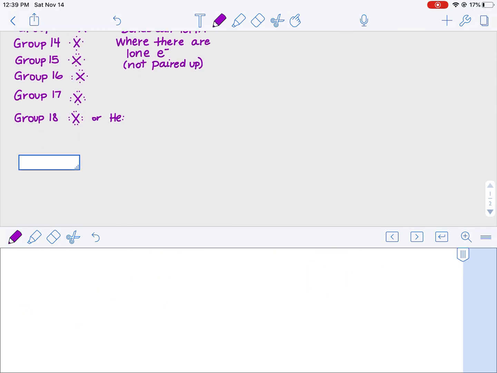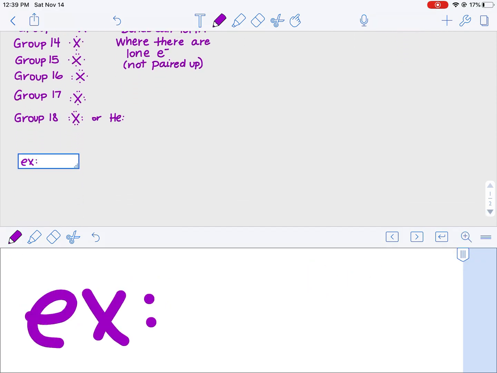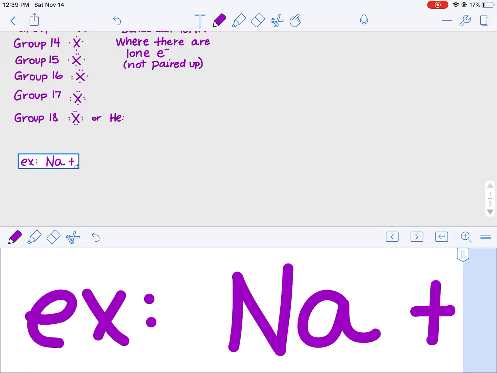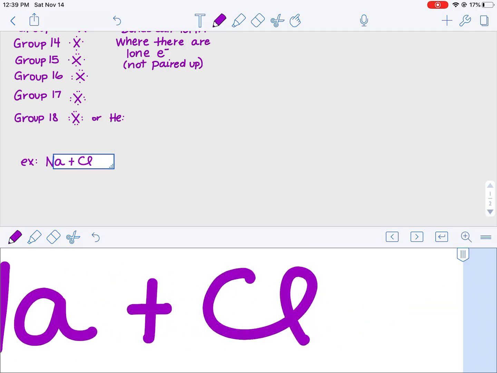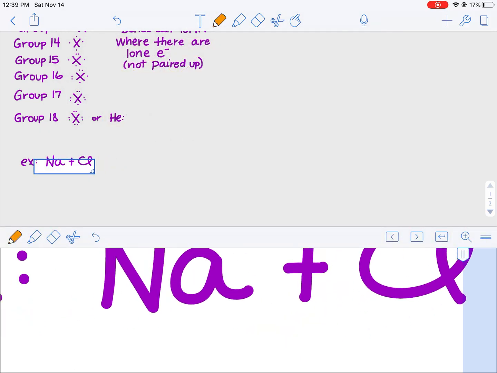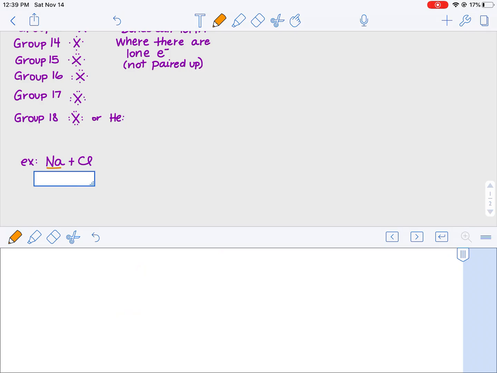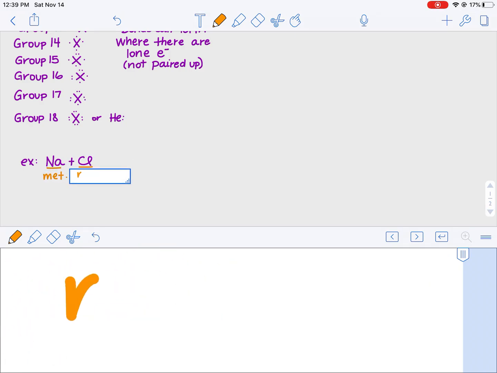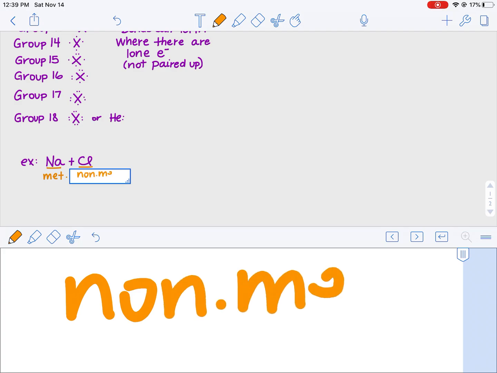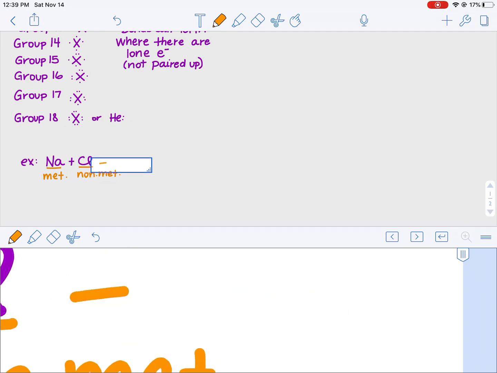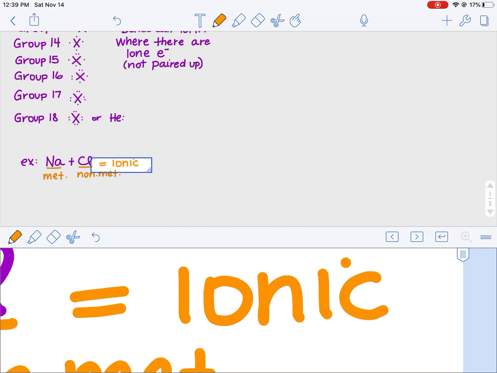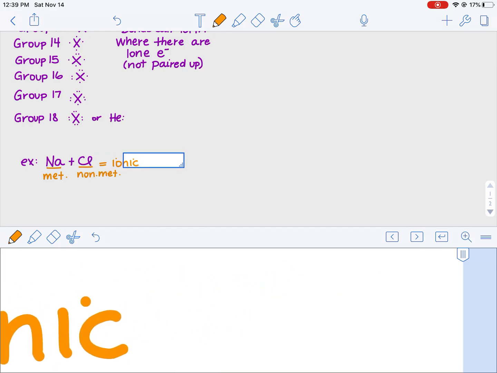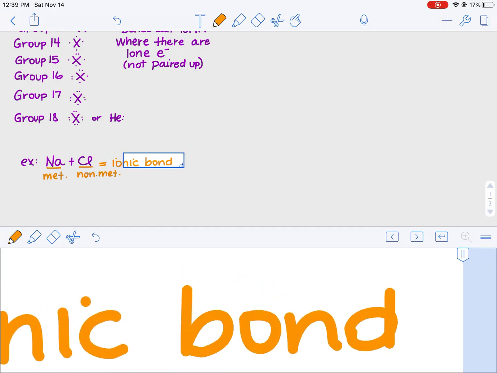All right, so let's jump into an example. What if I wanted to show a bond that forms between a sodium and a chlorine atom? Well, first things first, sodium is a metal, chlorine is a nonmetal. I know that an ionic bond is going to be responsible for holding these particles together.